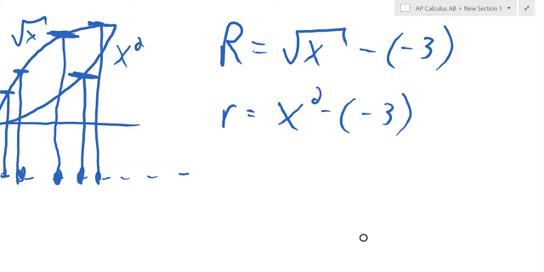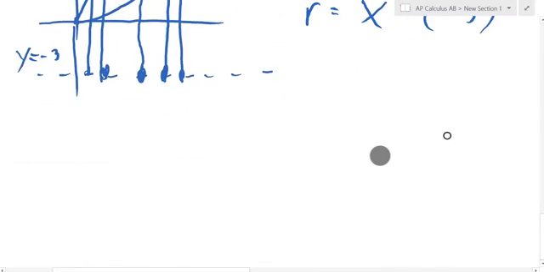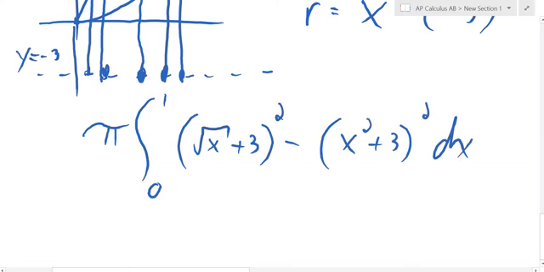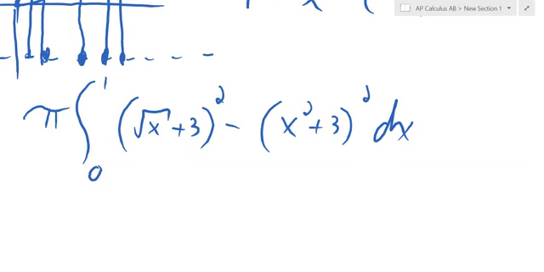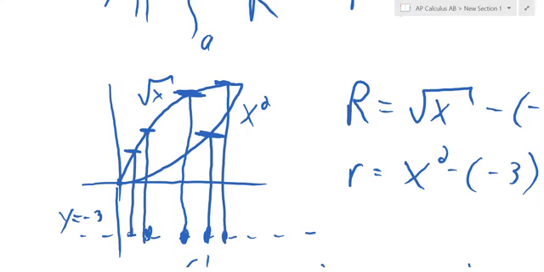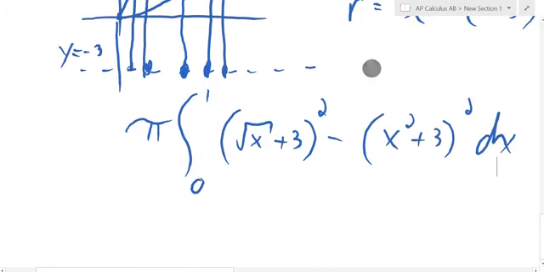All we're going to do for volume is pi times the integral from start to stop, big R squared minus little r squared dx. Okay? So, in this case, that's going to be pi times the integral from 0 to 1 of big R squared, which is root x plus 3, notice the parentheses, minus little r squared, which is x squared plus 3 squared dx. Can we handle that? They didn't say 0 to 1, but root x and x squared intersect at 0 and 1. So that's the area we're talking about. Okay? Is everyone okay with that?